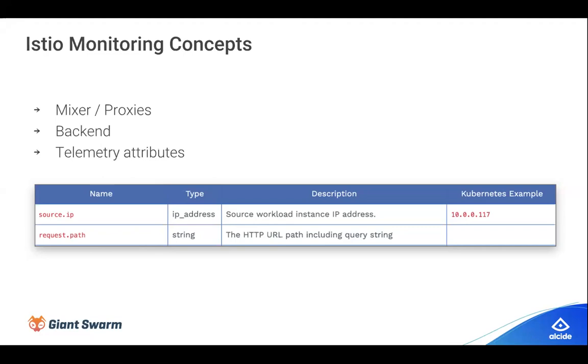And the second one is the request path, which is the HTTP URL path that is extracted from the HTTP packet. So these are the two examples. As you can see, there are many others.